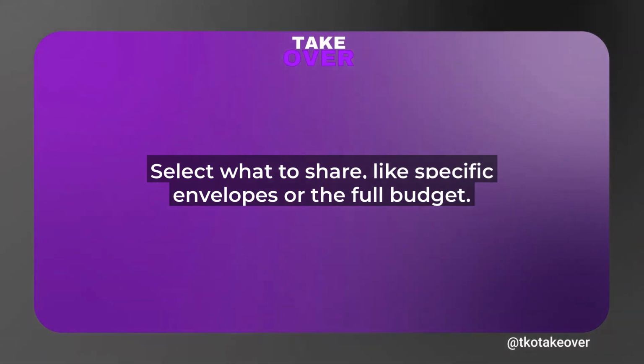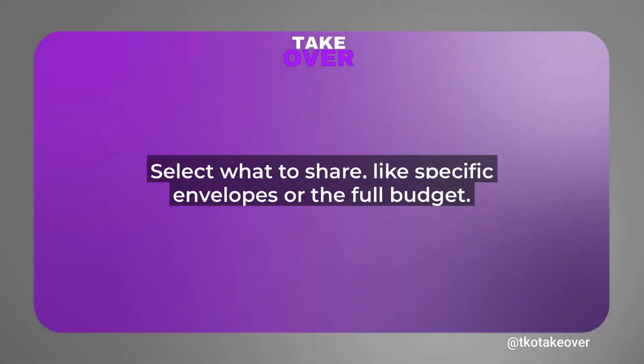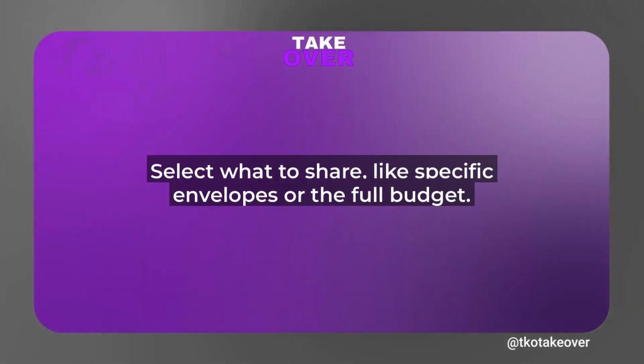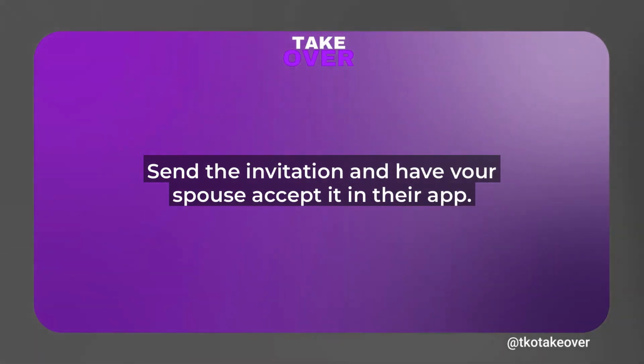Step 4. On their end, your spouse just needs to open the email, click the link, and accept the invitation in their Goodbudget app. Once they do, you'll both be connected. You can now see and edit shared envelopes together in real time.